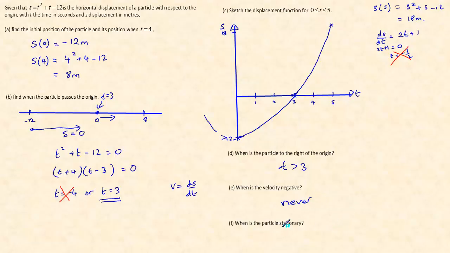And when is the particle stationary? Once again, the velocity is always positive, so in this range, never. And in fact, if we went on beyond t equals 5, this would just become more and more positive. So because the turning point was back here at a time that can't exist, the velocity was never 0 and never negative.